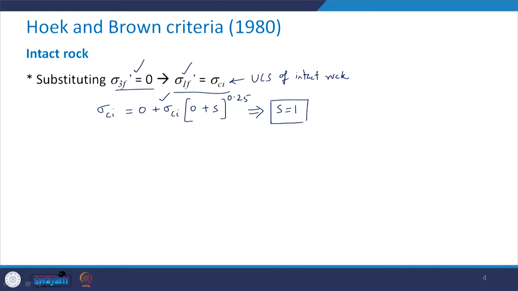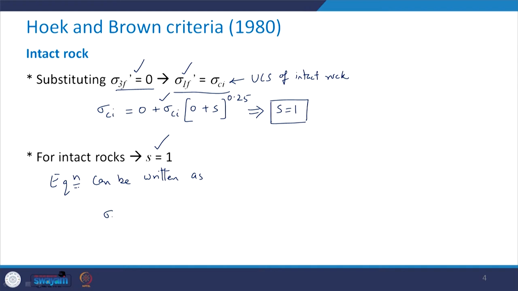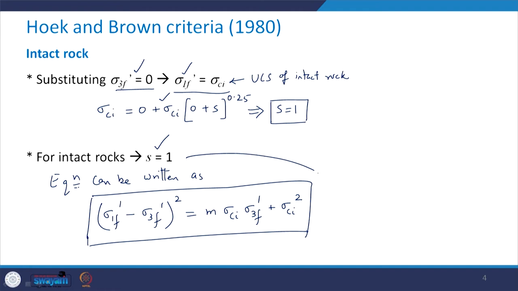And therefore, we can conclude that for intact rocks, this parameter of Hoek and Brown criterion, which is s, will be equal to 1. Now, if we just substitute s equal to 1 in the Hoek and Brown criterion equation, that equation can be written as (sigma 1f prime minus sigma 3f prime) whole square is equal to m sigma ci sigma 3f prime plus sigma ci square. This is for the intact rock with s equal to 1.